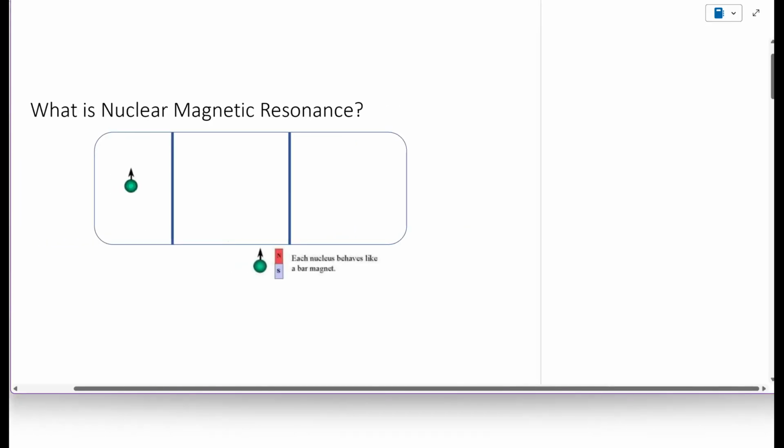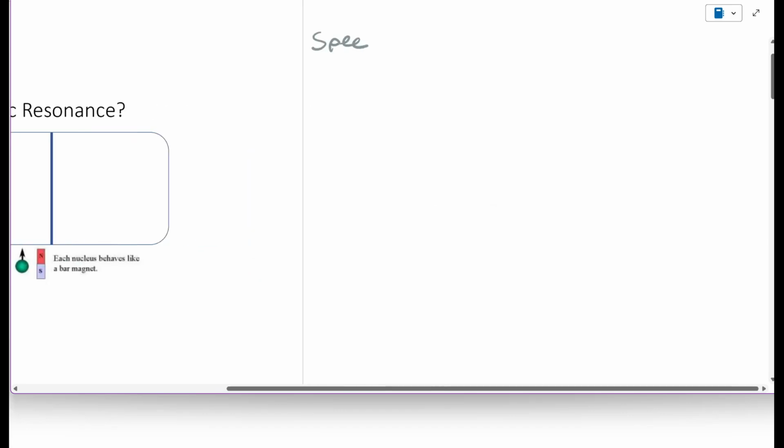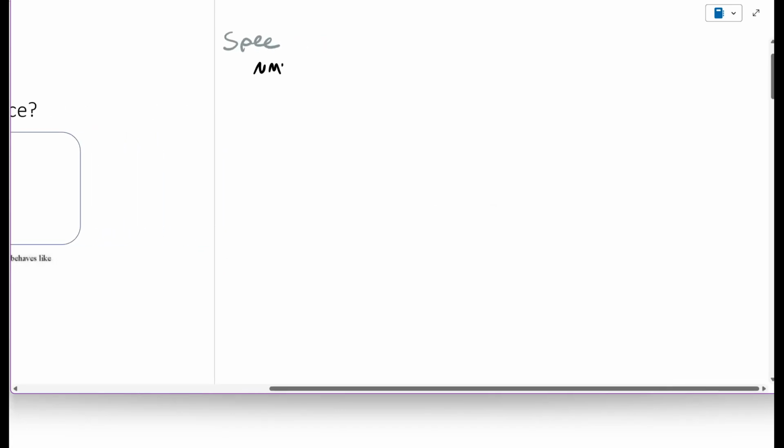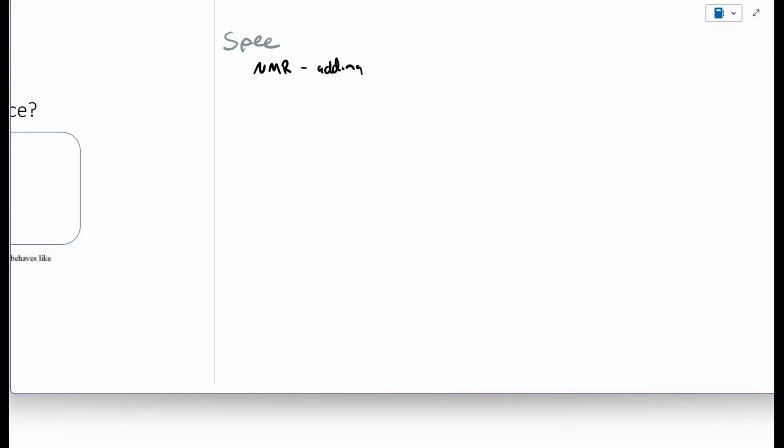So let's start with reminding us what we know about spectroscopy. Spectroscopy is all about adding energy to molecules, and with NMR, the energy source that we're adding is radio waves. And that's part of the electromagnetic spectrum. It is the lowest energy part of the electromagnetic spectrum, which means it has the longest wavelength. So it is very, very low energy radio waves that we're adding to the molecule.